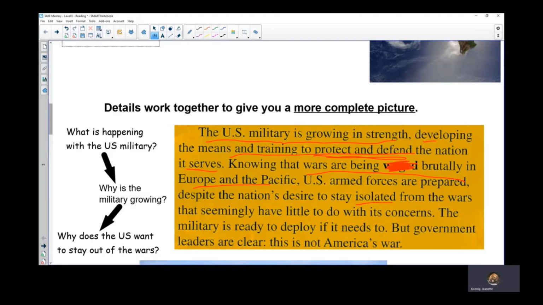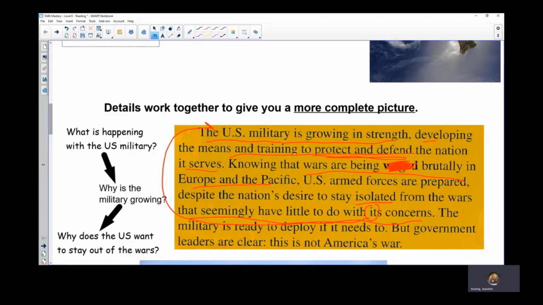Okay, here's the key. They seemingly have little to do with its concerns. Whose concerns? The U.S.'s concerns. A lot of times you read a long sentence like this, you're going to say, what? Wait, what? Whose concerns? You may have to read a sentence like this several times until you really understand, well, whose concerns? Eventually you're going to work back to the U.S.'s concerns. What does this mean? These wars are happening far away. They've got nothing to do with us. We really don't want to get involved.